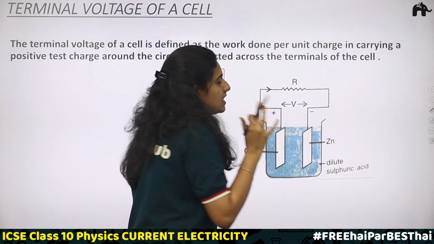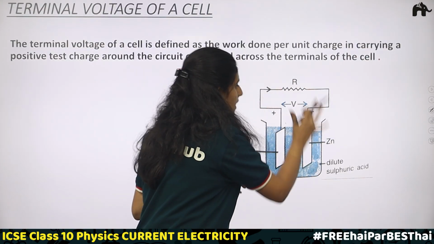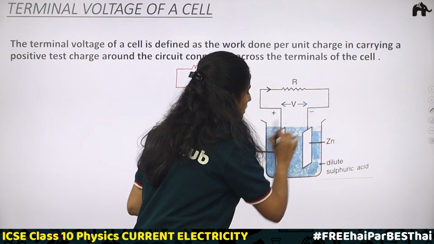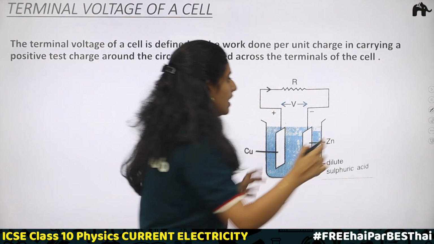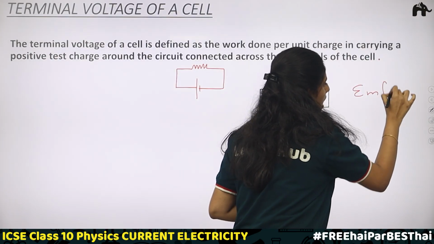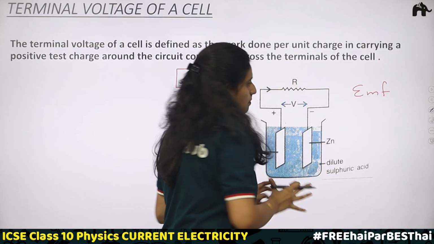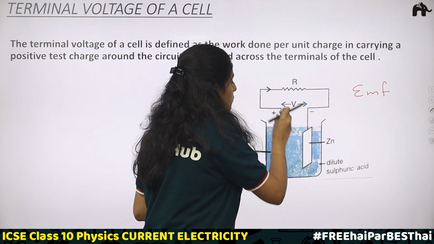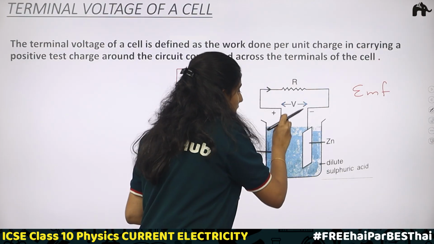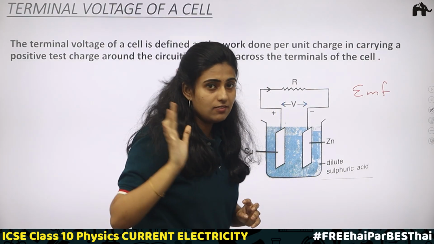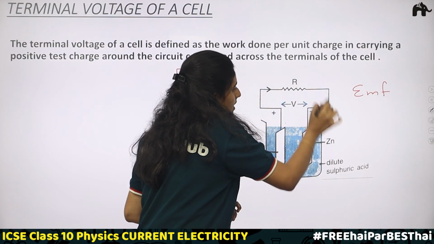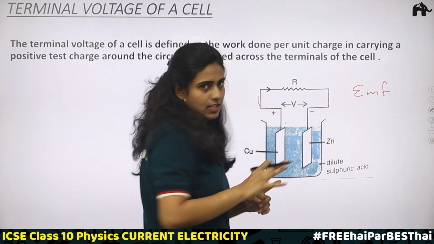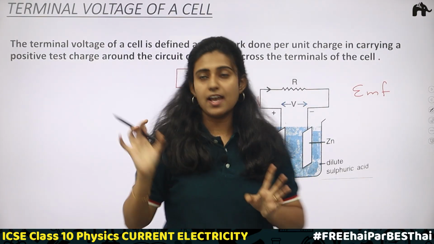So now what is terminal voltage? In this case, you will be considering only the flow of charges outside the cell. You won't be considering what happens inside the cell. EMF is when both outside and inside, whatever is happening, should be considered as a total. But when it comes to terminal voltage, there is flow of charges, and the work done in moving a positive test charge outside the cell, or around the cell in a circuit, is called the terminal voltage. Clear?